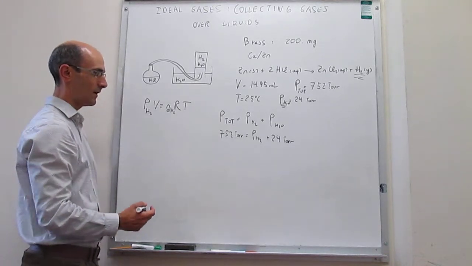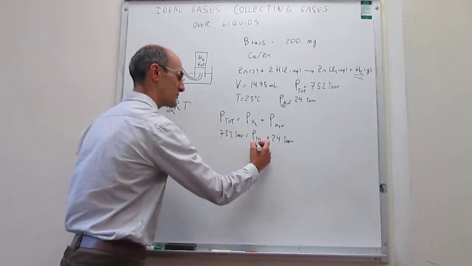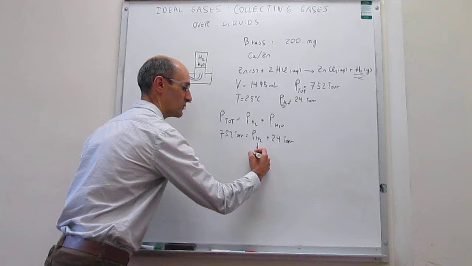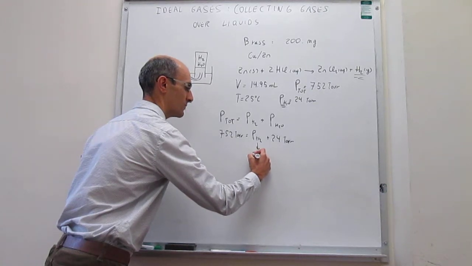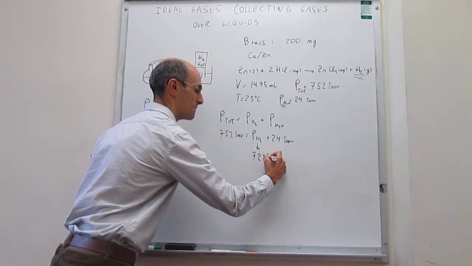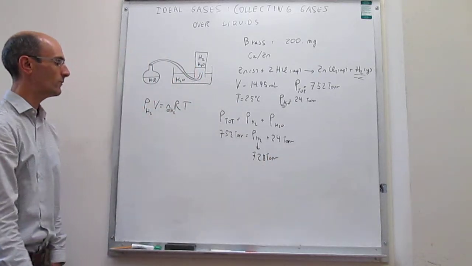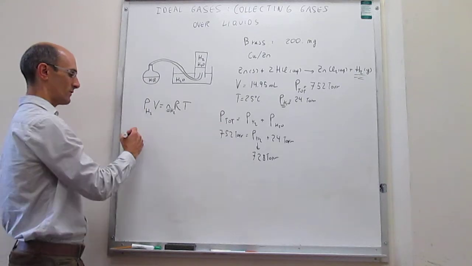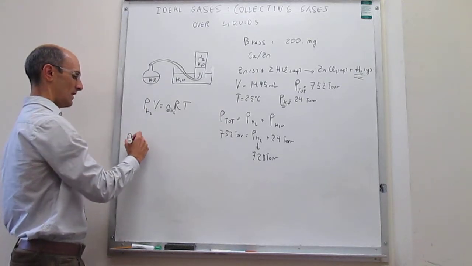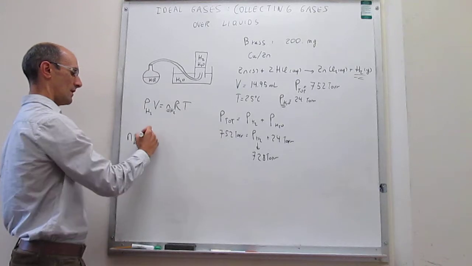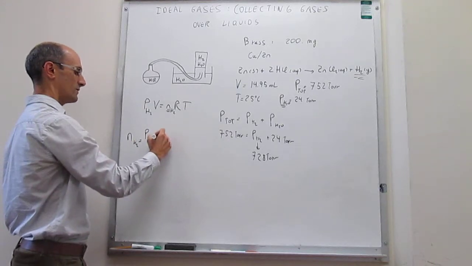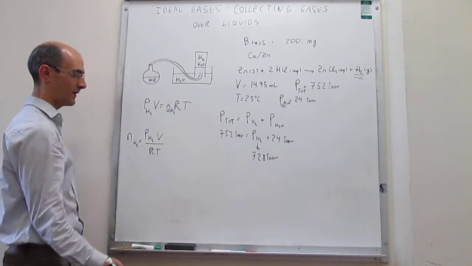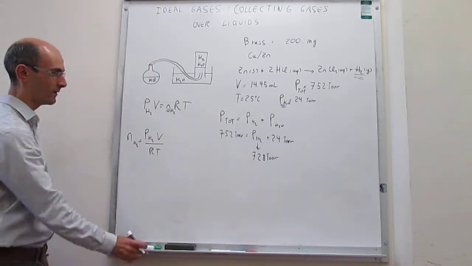All right, so when you do that math, the pressure of H2, or solely due to H2, happens to be 728 torr. Okay, so from here we actually have everything that we need in order to solve for the number of moles of hydrogen, right? So the number of moles of hydrogen is going to be equal to the pressure of hydrogen times the volume over RT. Again, we have everything that we need right here.